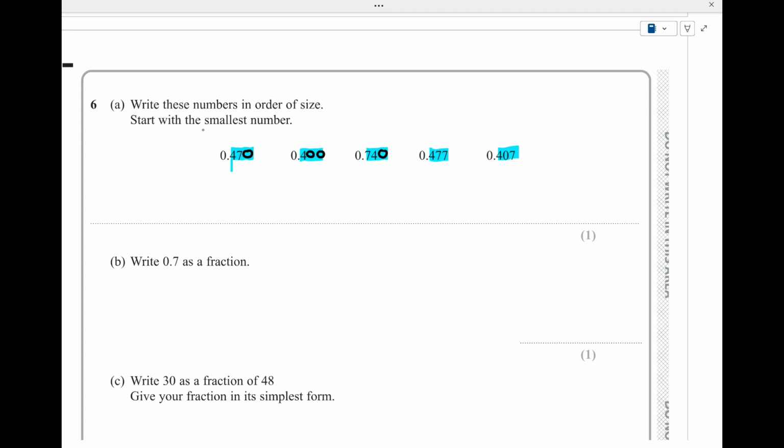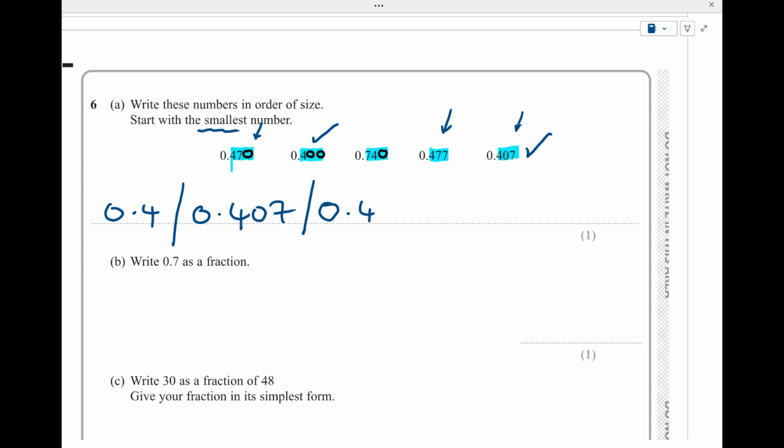So start with the smallest. Now the smallest is 0.4. Tick it to say I've done it. Now I've got 470. Well, it's 0.470. Done that one. That's 0.7. That's not good. That's 400. I'm choosing between these ones. So it's going to be 0.407. I've done that one. 470 or 477? 470. So 0.47. 0.477. I've done that one. So now I'm just left with 0.74.